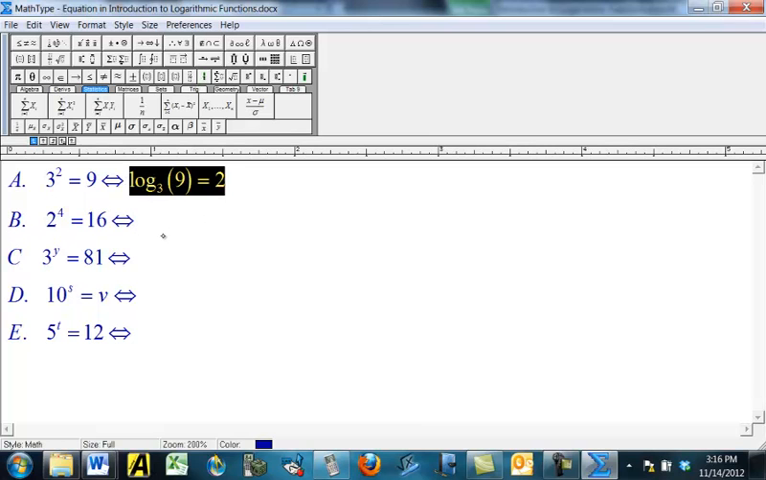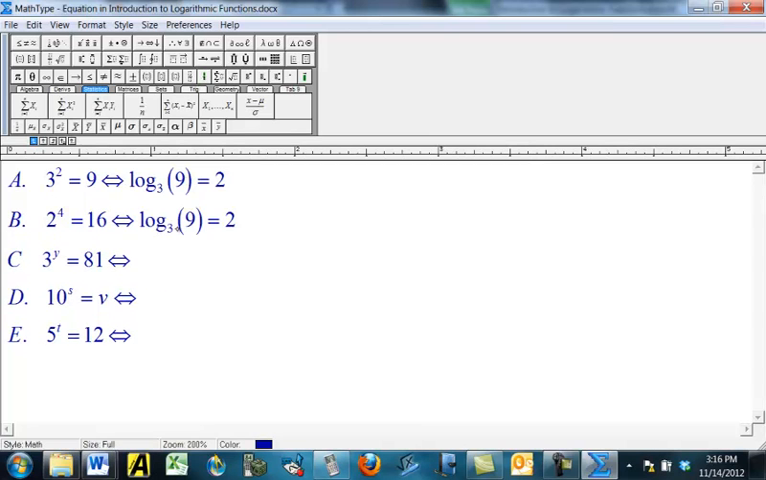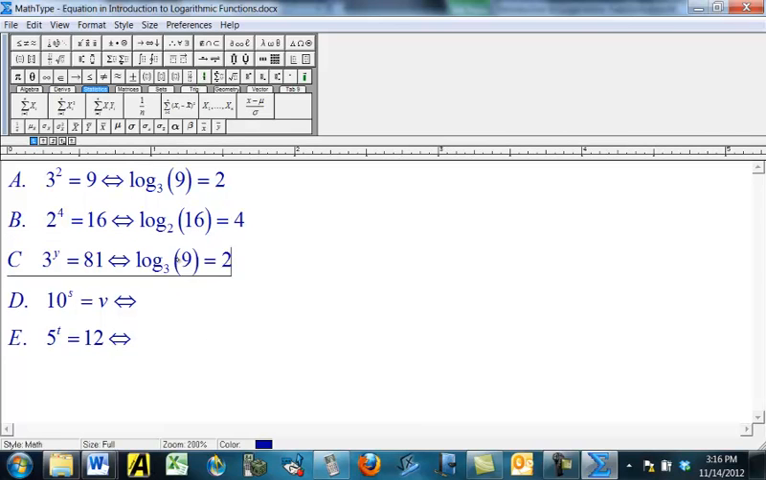Okay, the base is what? Base is 2. The logarithm is 16. Now the logarithm is 4. 4 is the power. 4 is the logarithm. So that means the 16 must be what goes inside here. Okay, we'll fill in the blanks here.